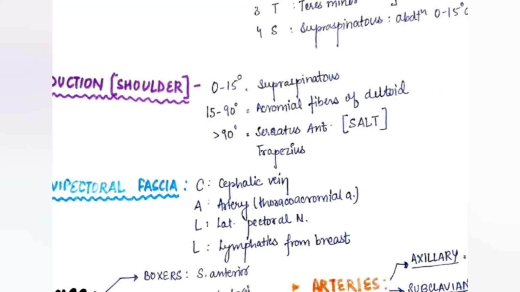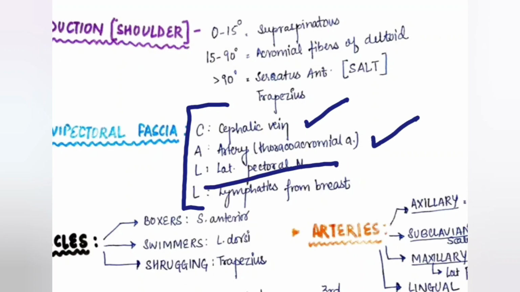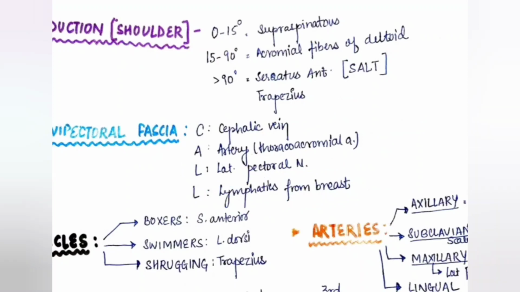Now the next important point is structures pierced. Clavipectoral fascia is pierced by which structures, and you need to remember it by CALL: C for cephalic vein, A for artery which is thoracoacromial, L for lateral pectoral nerve, and L for lymphatics from the breast.